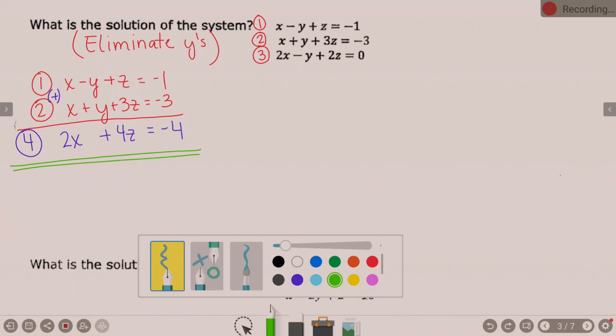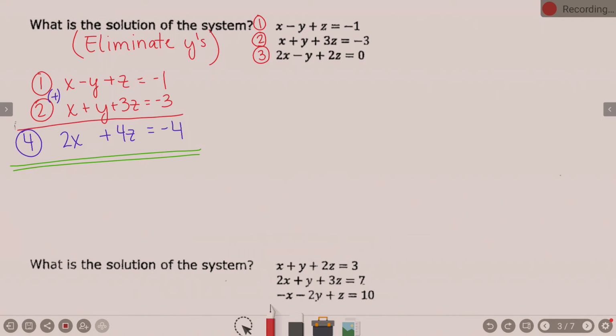Now what? 2 and 3. Pick two different equations. It has to be 3 and something, right? If we're trying to eliminate y's, we have a positive y and a negative y there, don't we? So 2 and 3 sound good? Equation 2 is x plus y plus 3z equals negative 3. Equation 3 is 2x minus y plus 2z equals 0.